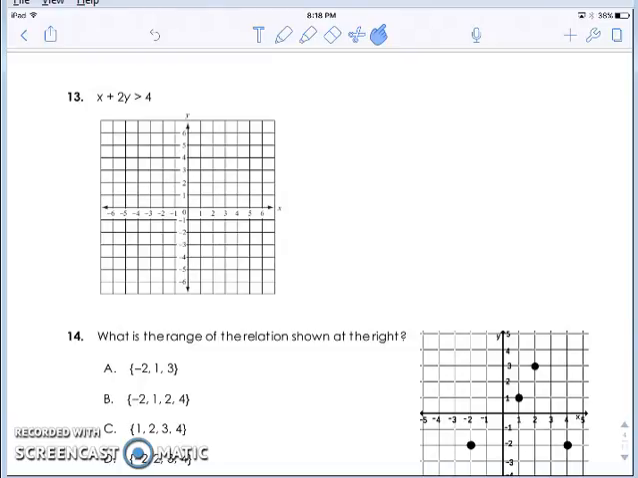Alright, we're going to graph this linear inequality. So first thing I would do is solve for y. Let's get a little space. x plus 2y is greater than 4. Let's subtract x from both sides.